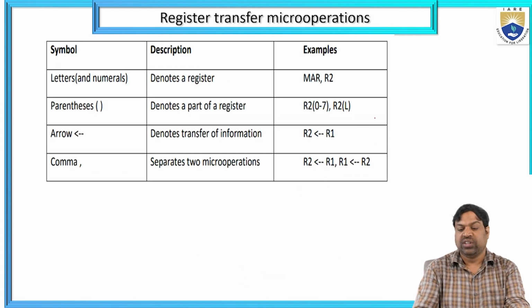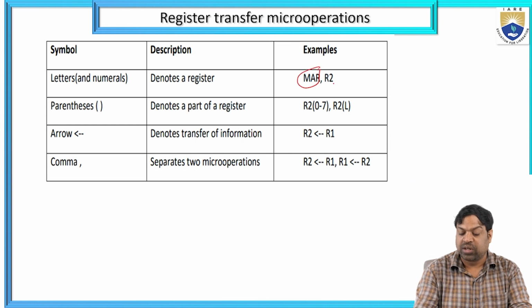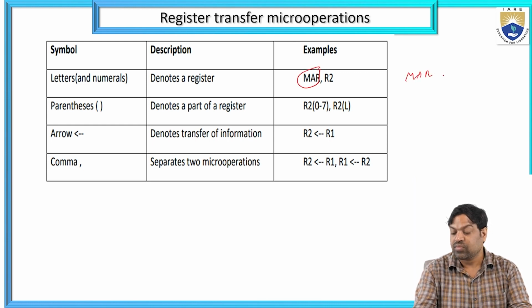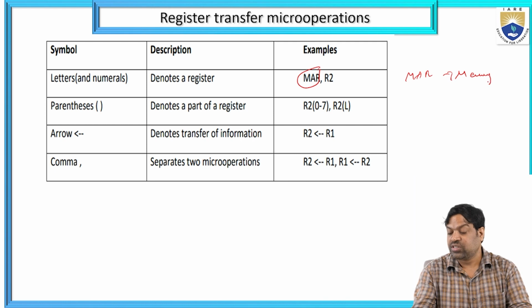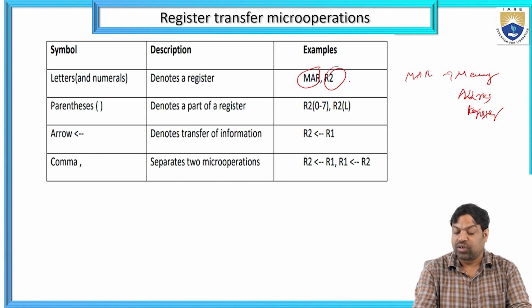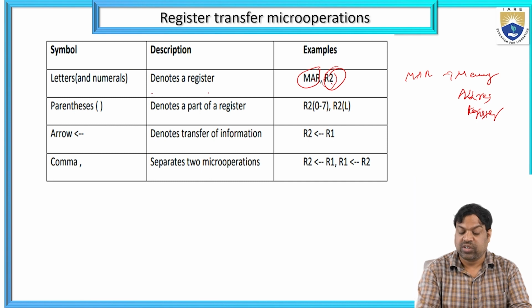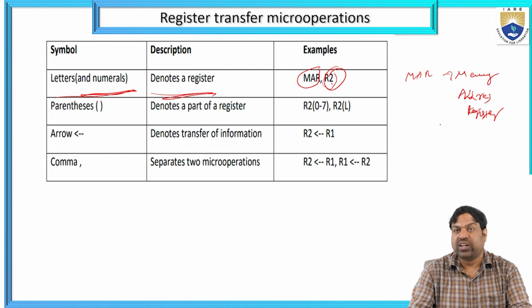We have to see here examples. MAR means memory address register. MAR of R2. What is the R2? It denotes a register, and letters and numerals are used. R2 is a register and MAR means the address of the register. And R2(0 to 7) is the L.